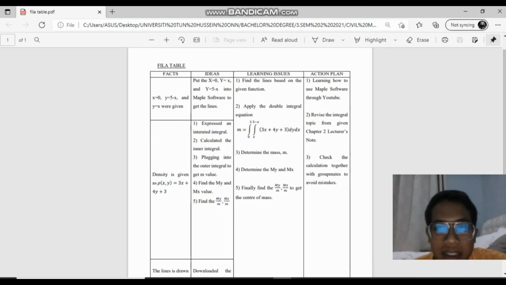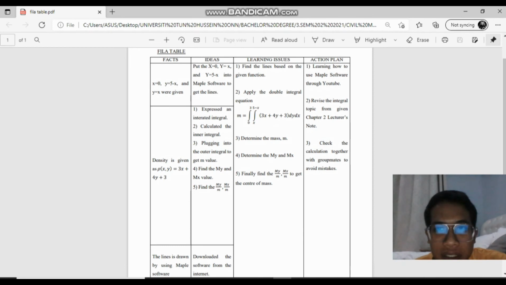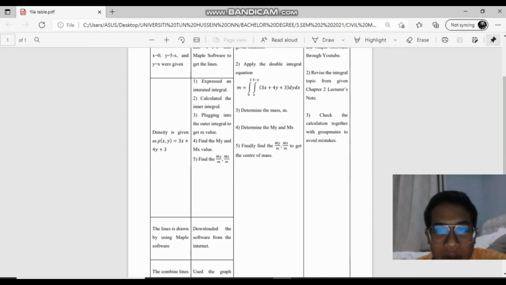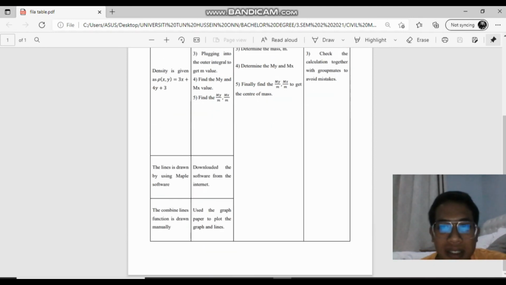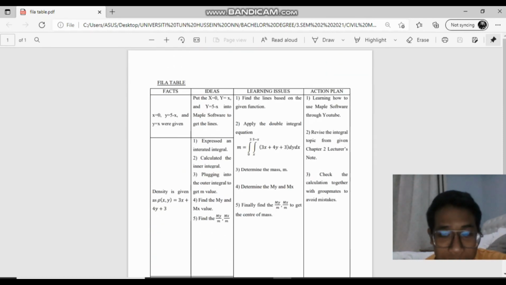For the first fact, we got from the question x equal to 0, y equal to 5 minus x, and y equal to x. The second fact is the density is given as rho xy equal to 3x plus 4y plus 3. The third is the lines are drawn using Mapper software. And the fourth is the combined line function is drawn manually. For the ideas, we put x equal to 0, y equal to x, and y equal to 5 minus x into Mapper software to get the lines.